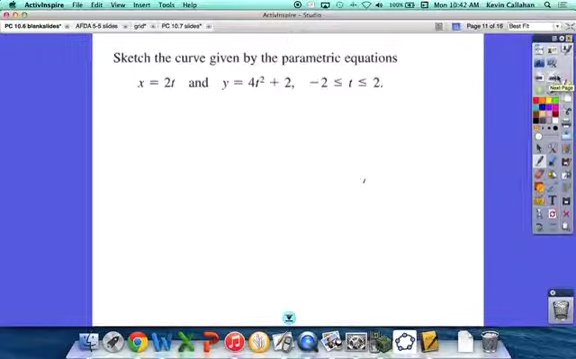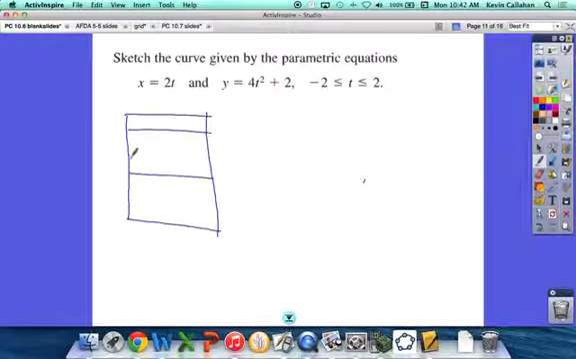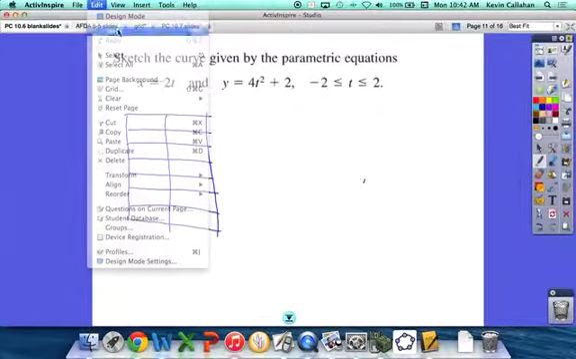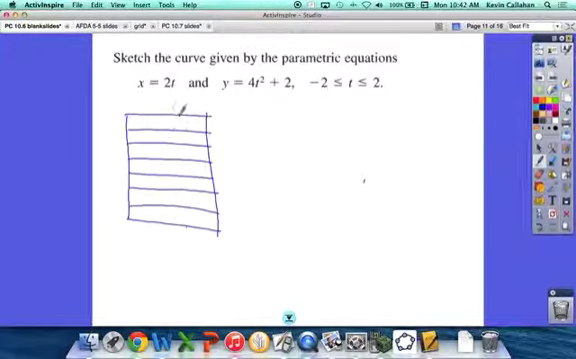If not, then you just do it manually, right? T, X, Y, -2, -1, 0, 1, 2. Too many rows, right? And then plug them in, calculate them individually. But you can let the calculator do that part for you too. Just definitely fill in your table of values, sketch a curve.